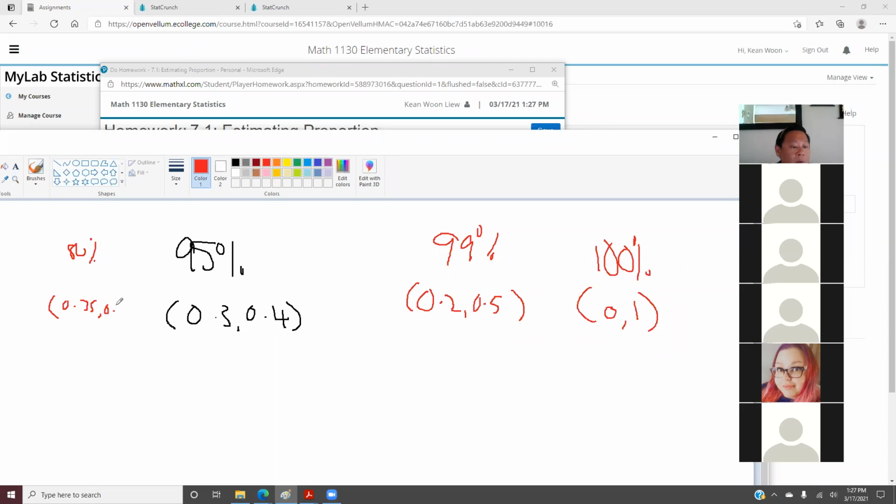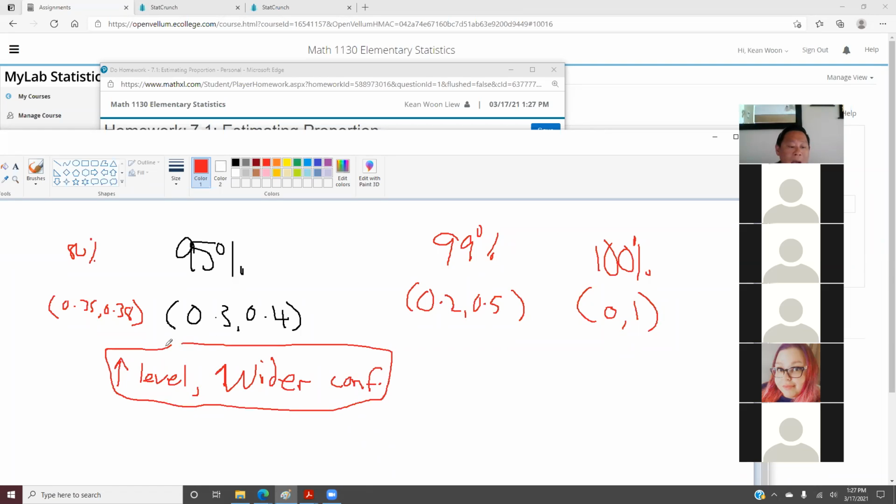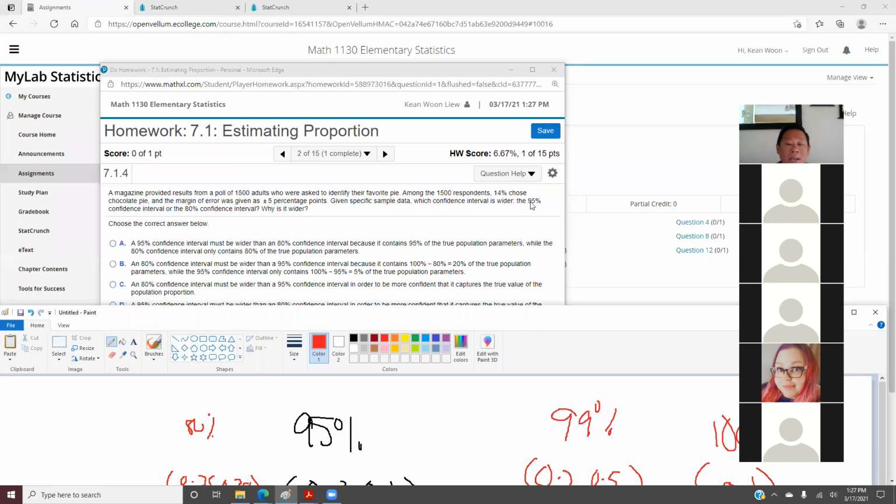0.35 to 0.38. So what happened is that the higher your confidence level, the wider the interval. Okay, so this is a conclusion we will need to make. If you have a higher confidence level, the wider the interval gets. Okay, so in this case, which one of these is wider, 95% or 80%?